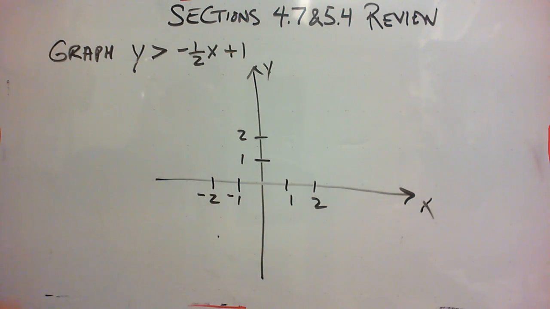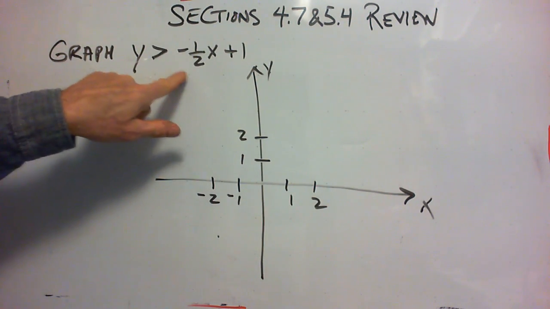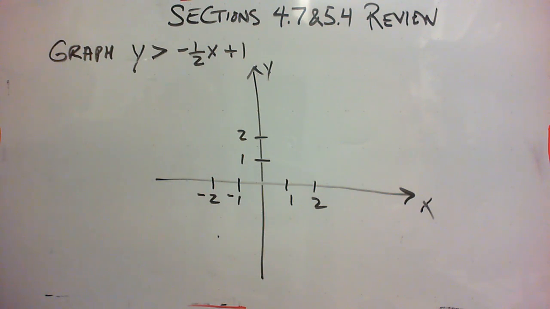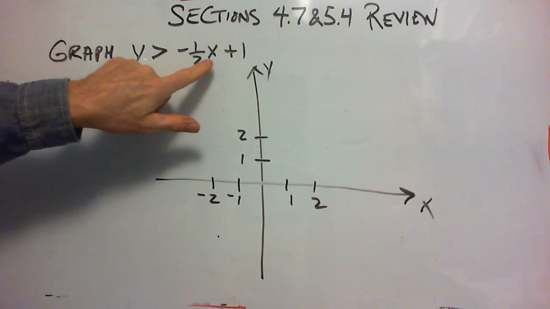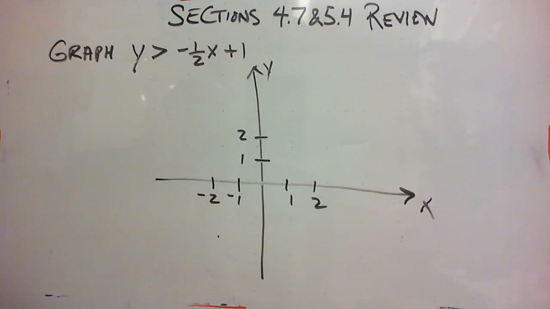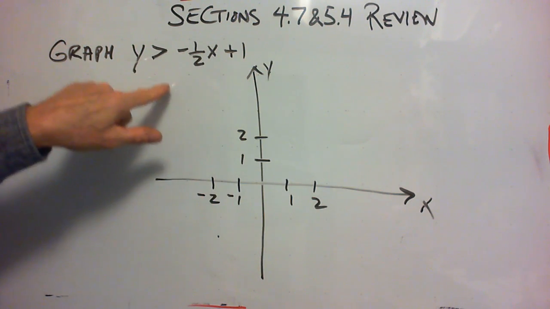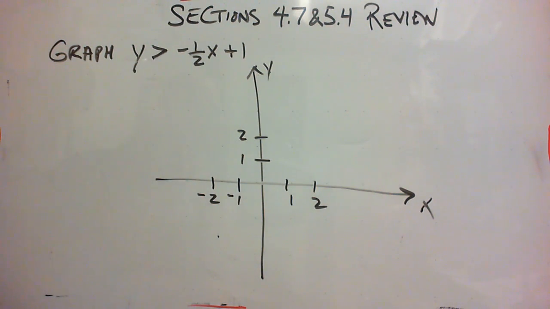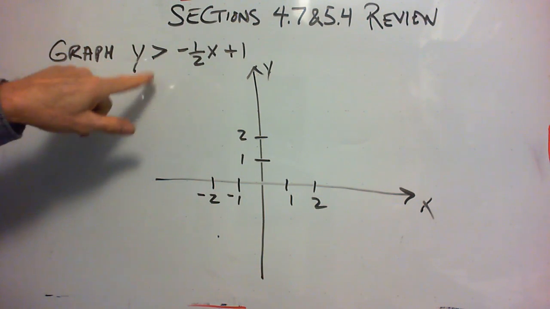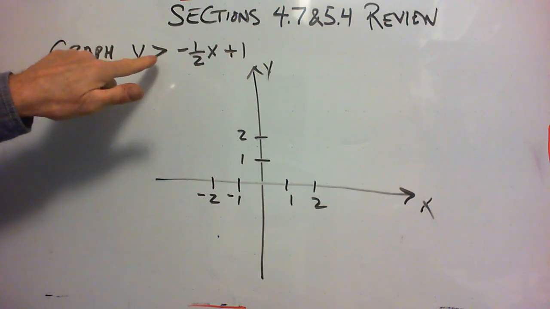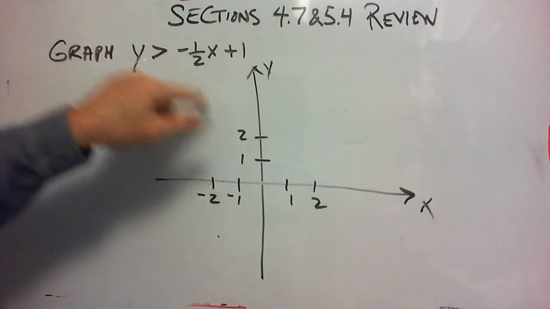And let's start with the following. This is 4.7, Graphing Inequalities. Here we're graphing y greater than negative 1/2 x plus 1. To graph this solution, we graph the boundary line, and if it's greater than, we use a dashed line. If it's greater than or equal to, we'd use a solid line.